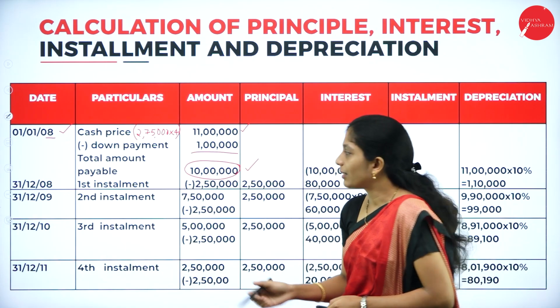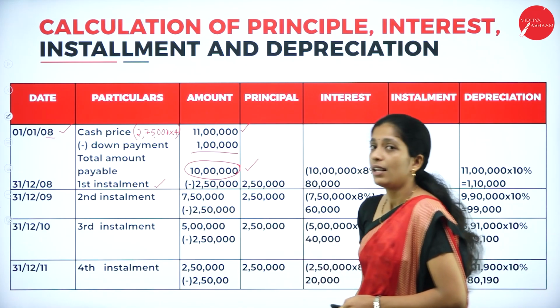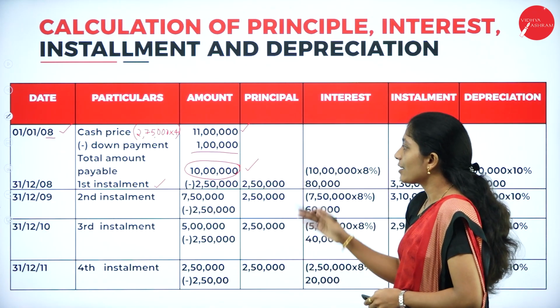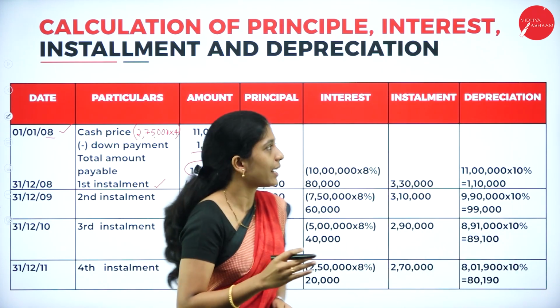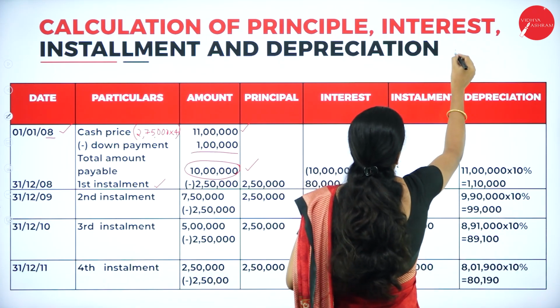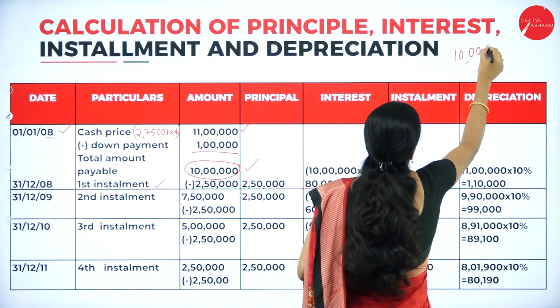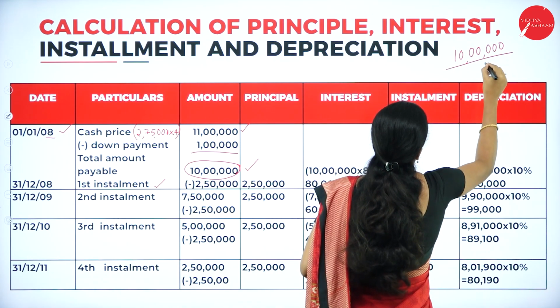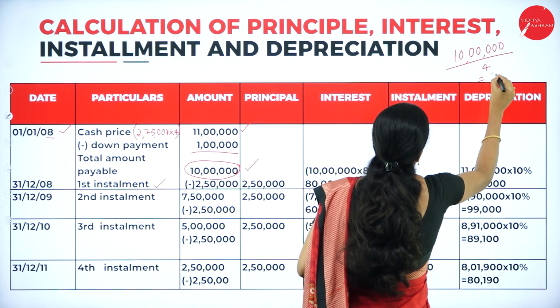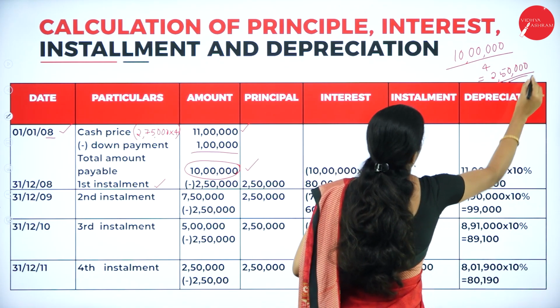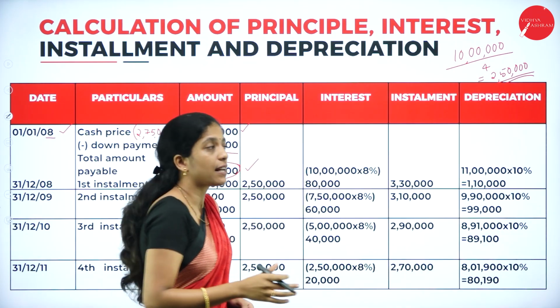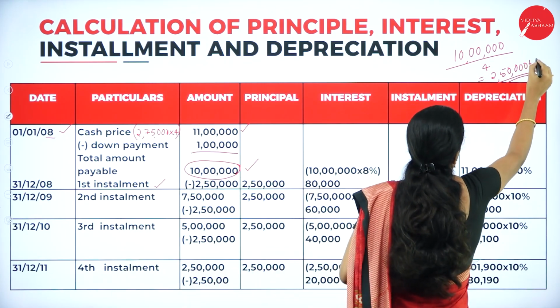We are going to make our first installment. Now let us see our first installment. This 10 lakh has to be divided into 4 equal installments, right? So 10 lakh divided by 4. So each installment, how much will it be? 2,50,000. So each installment should contain 2,50,000 plus interest.